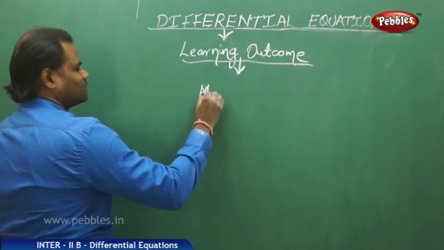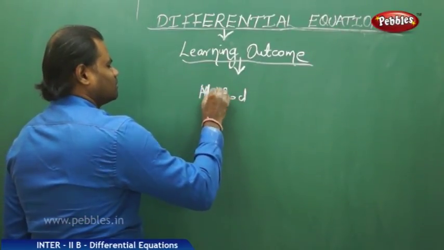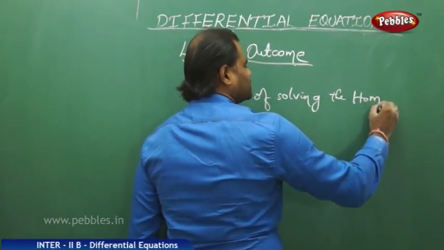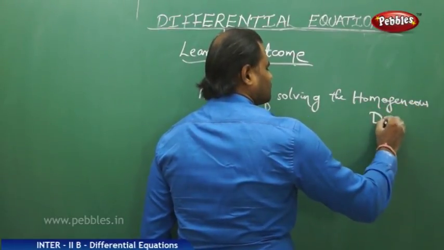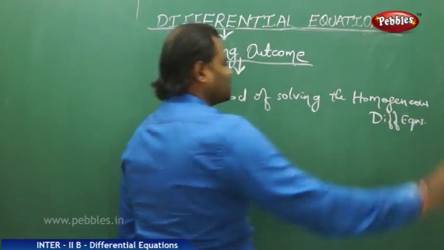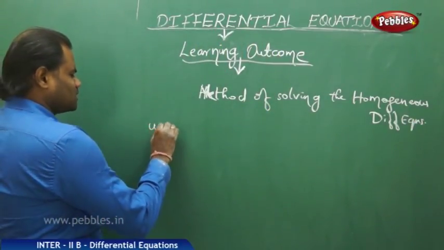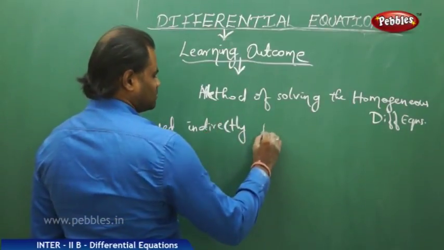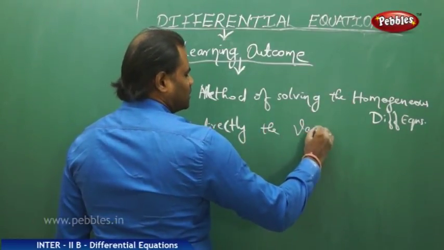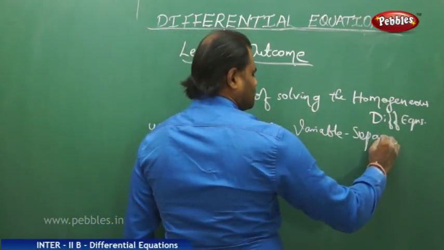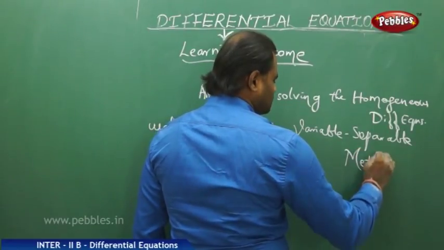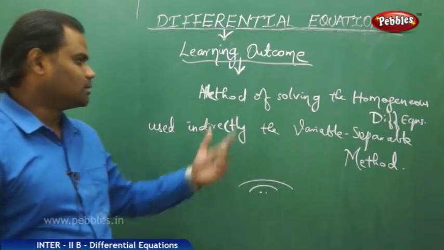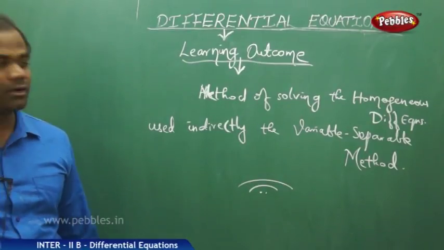the method of solving homogeneous differential equations uses the variable separable method indirectly. This is how we understand that the separation of variables and homogeneous differential equations are very much connected.